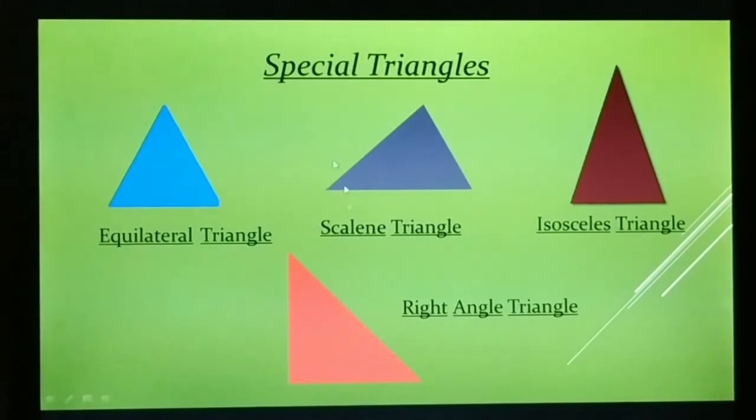Let's read one more time. The triangle which has three sides equal in length or angles is known as the equilateral triangle. A triangle which has none of the sides or angles equal is known as a scalene. A triangle that has two sides equal in length or in angles is known as an isosceles triangle. And another triangle that has one angle equal to 90 degrees is known as the right angle triangle.